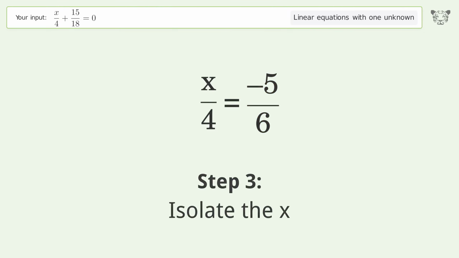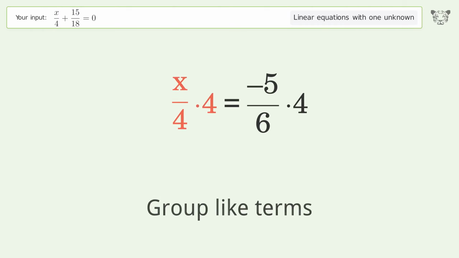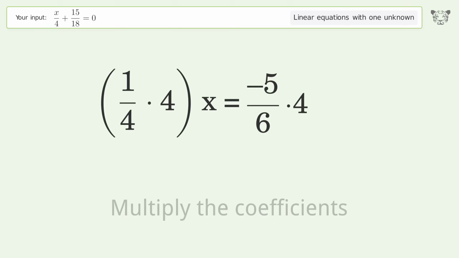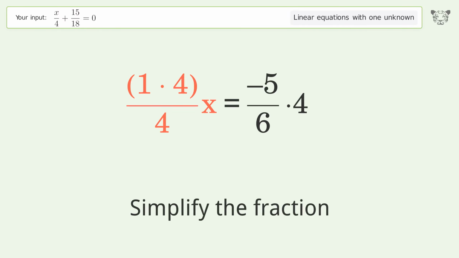Isolate the x. Multiply both sides by 4. Group like terms. Multiply the coefficients. Simplify the fraction.